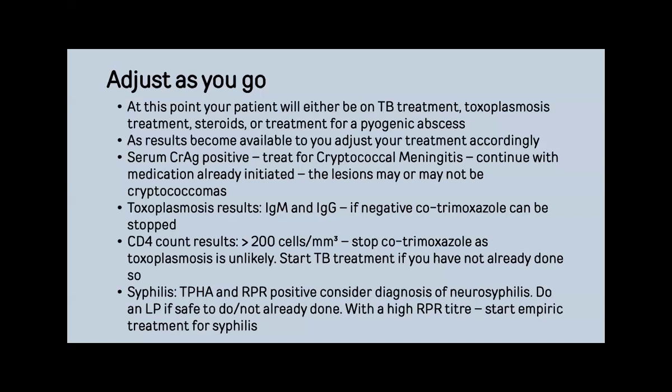Once the toxoplasmosis results are out, and if they're negative, you can then stop the cotrimoxazole treatment that you would have initiated. And then once the CD4 count results become available, if the CD4 count is above 200, you can also then stop the cotrimoxazole, as toxoplasmosis is unlikely in this instance. You then start TB treatment if you have not already done so.